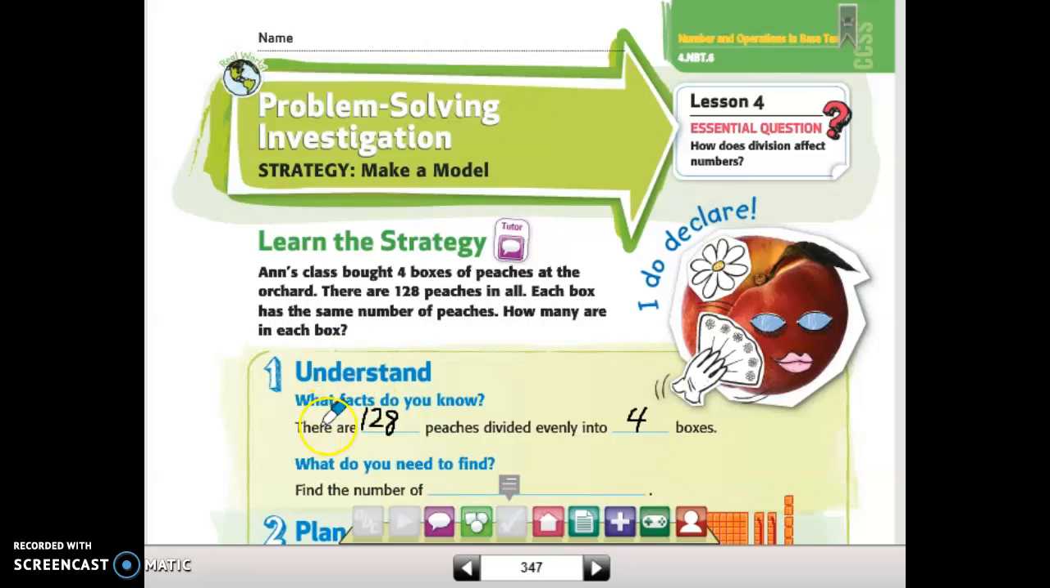What do we know? We know there are 128 peaches, and they're divided evenly into 4 boxes. What do you need to find? You need to find the number of peaches in each box. And I just got that from here. 4 boxes of peaches, 128 peaches in all. That's all the information I needed.